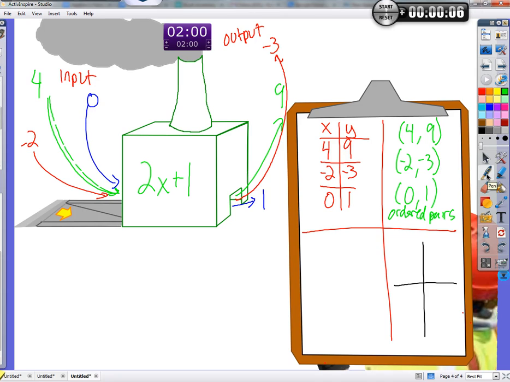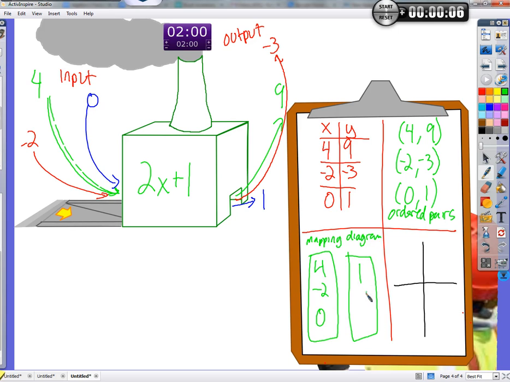One other way that's a really common way to do it is called a mapping diagram. A mapping diagram looks similar to these, but the thing about it is we might write 4, negative 2, 0 over here. Over here, though, we might write 1, 9, negative 3. Right? So it's not straight across. It's not communicating that correctly right now. So what could I add to this mapping diagram that would make it so that you know 4 is supposed to go to 9? Arrows. Simple, easy, direct. There we go. So mapping diagrams do just that. They take the stuff over here and they point arrows to things that go over there. Okay? They take your input and they point it with an arrow to its output.